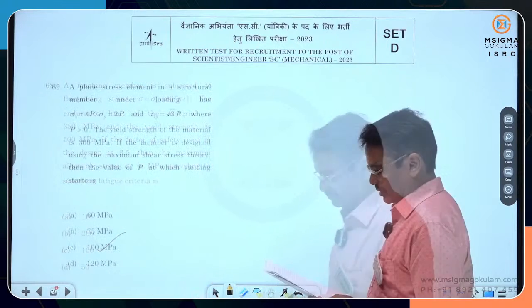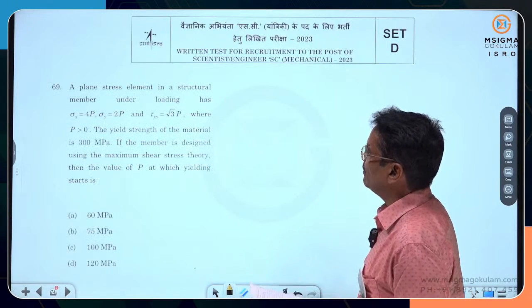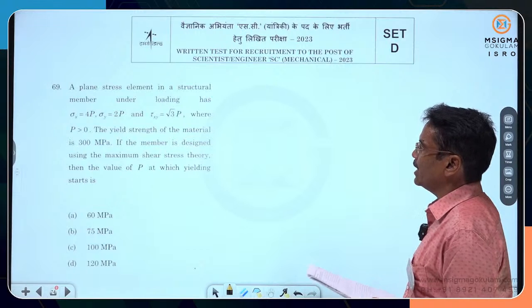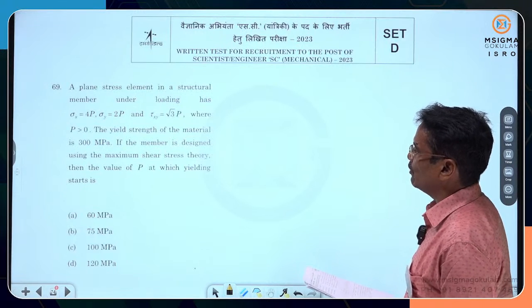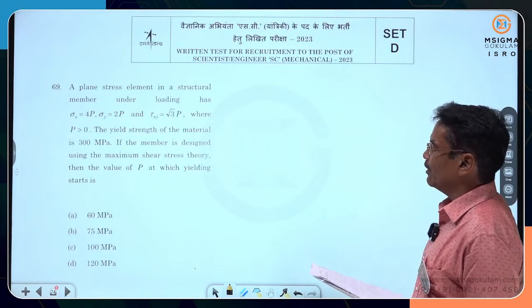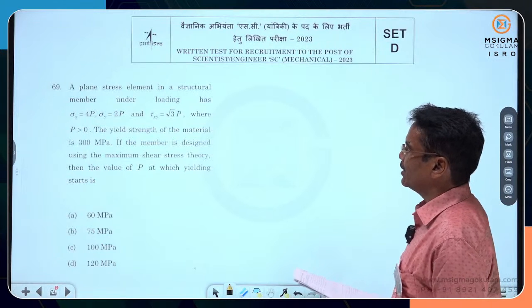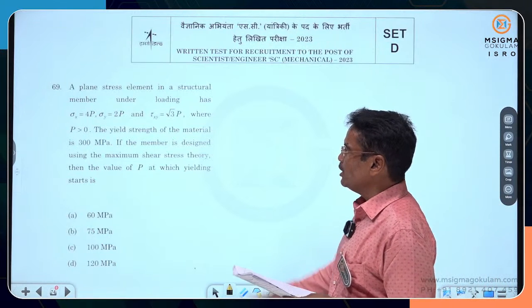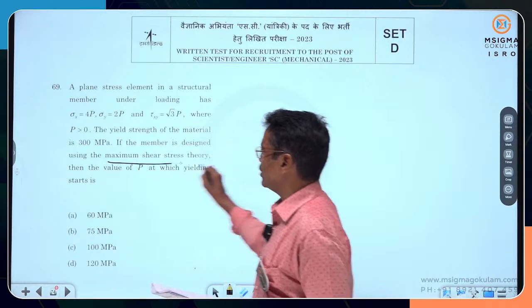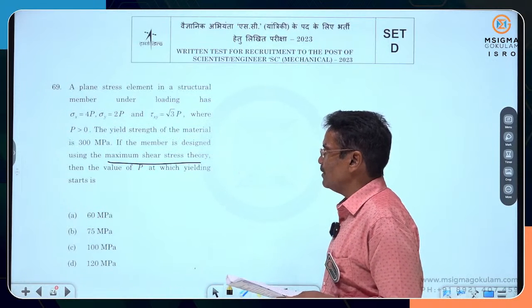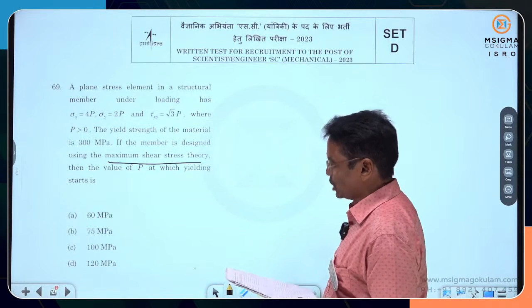100. A plane stress element in a structural member under loading has sigma x, sigma y and tau xy, where P is greater than 0. Yield strength of the material is 300 MPa. If the member is designed using the maximum shear stress theory, then the value of P at which yielding starts is.